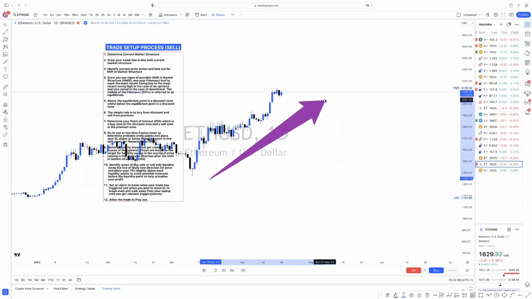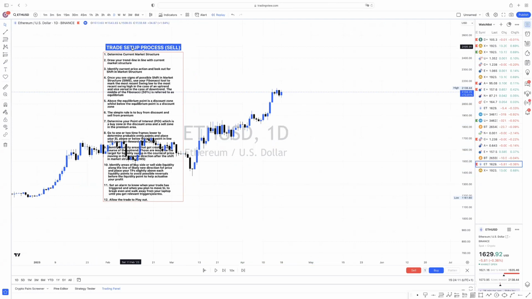After determining the structure of the market, the next thing I want to do is to draw my trend line in line with the current market structure. That's number two. So we are at number two now. To draw my trend line, I'm going to take my trend line from my 2 bar, and I'm going to draw a trend line.